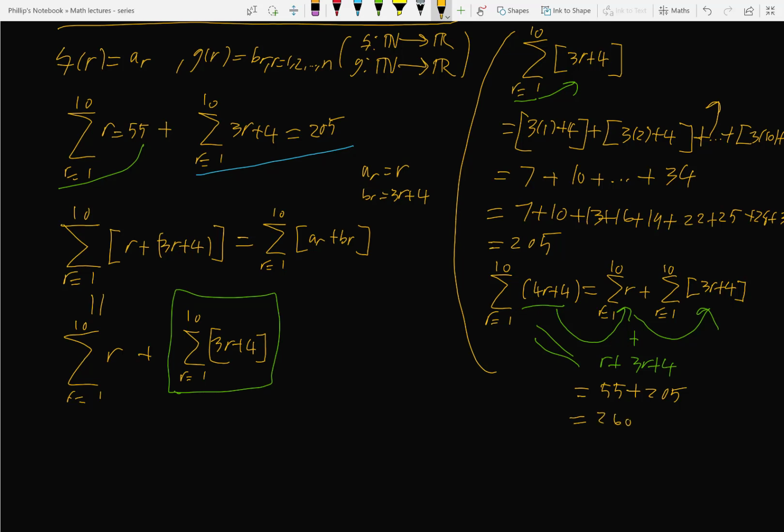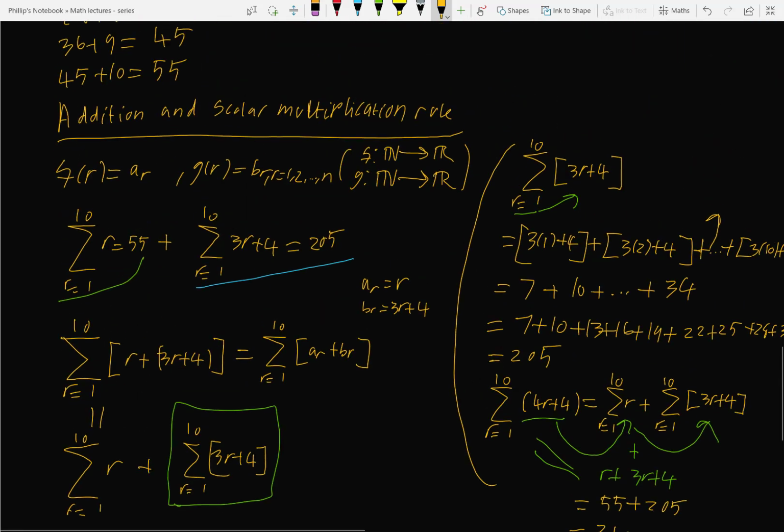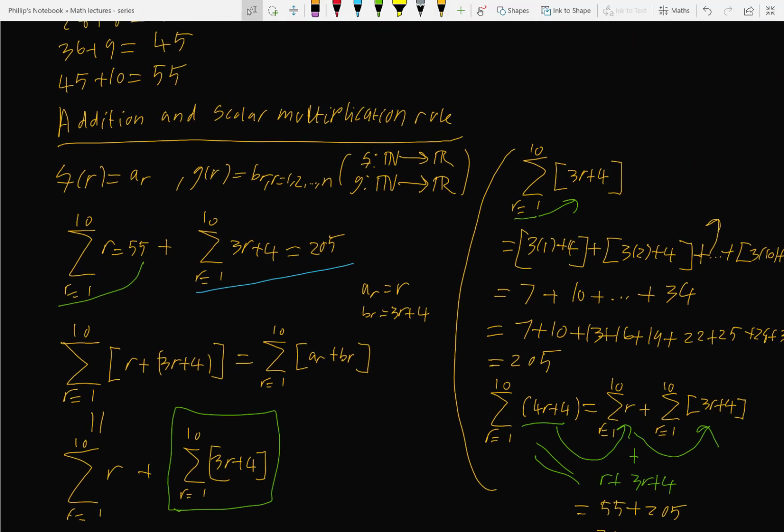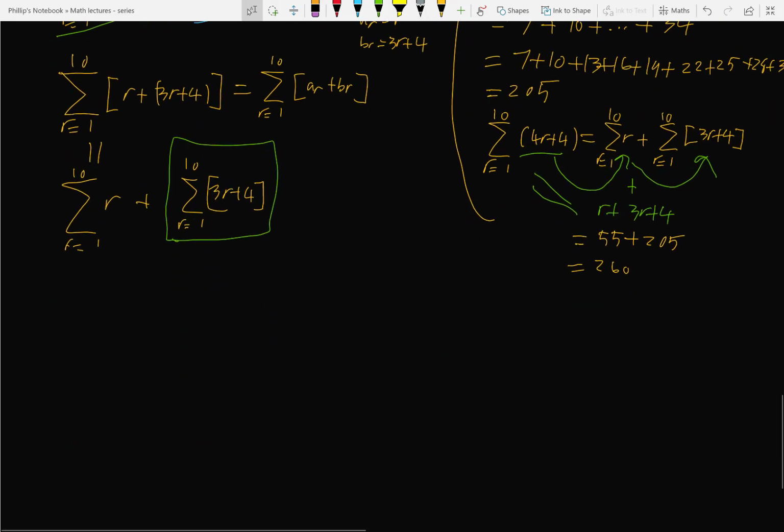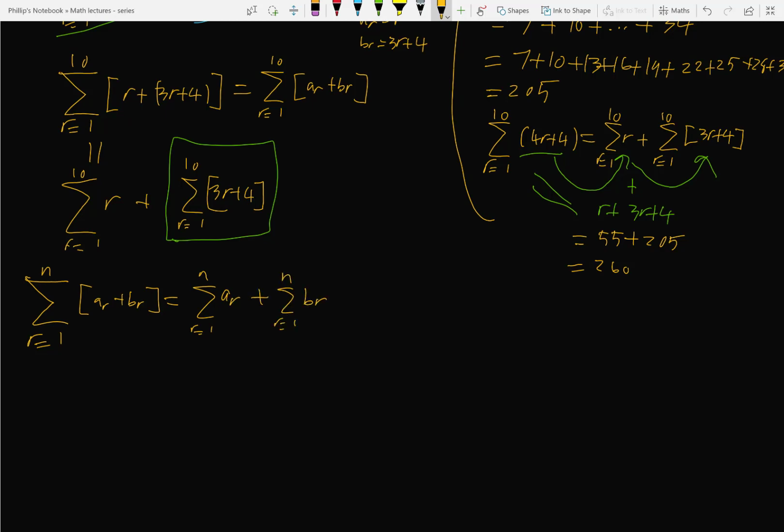So we already know that, but why is that the case? We're going to prove it in general now, and that's going to be the addition rule. I'm just trying to give you some intuition behind what we're doing with the addition rule. In essence, all we need to show is that the sum from r equals 1 to n of a_r plus b_r is equal to the sum from r equals 1 to n of just a_r on its own, plus the sum from r equals 1 to n of just b_r on its own. That's what we need to prove.